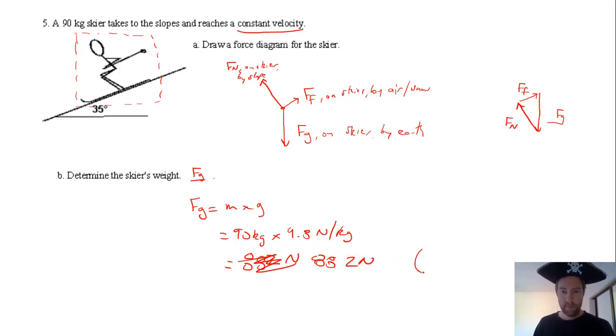You could, if you want, say 880 newtons to two significant figures, but usually in my intermediate answers, i.e. not my last answer, I keep it pretty exact so that it carries through well. And then the last answer is usually when I do my rounding.